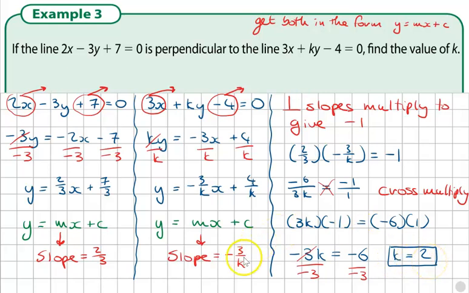And that makes sense. That's what we thought it was. So 2 over 3 flipped upside down is 3 over 2, and one's a plus and one's a minus. So we originally thought k was 2, and now we've confirmed it algebraically.